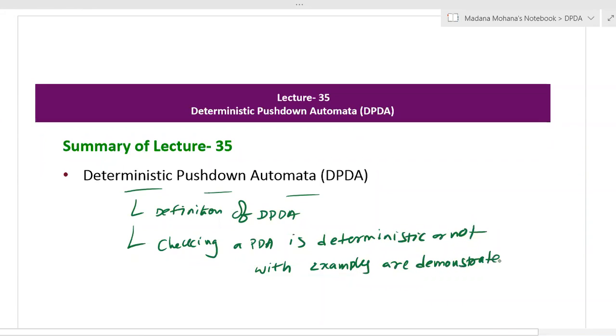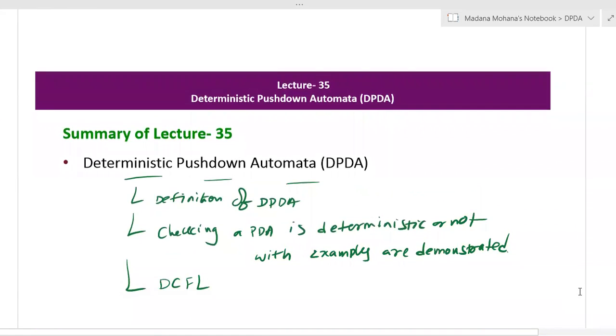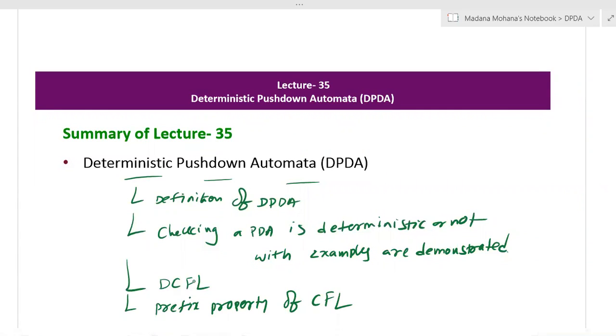Then what is a deterministic context-free language? If any context-free language is accepted by a deterministic pushdown automaton, then that is said to be a deterministic context-free language. Then the prefix property of CFL, followed by the relation of regular language, context-free language and deterministic context-free language, which was also demonstrated.